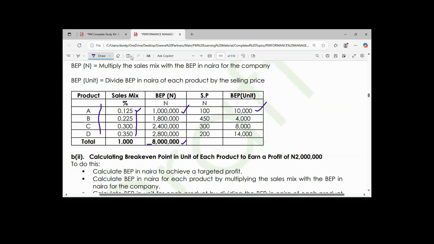Then the second one, let me see. This one will clean. It's not clean. Okay.